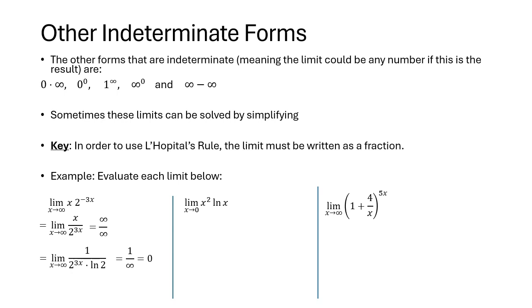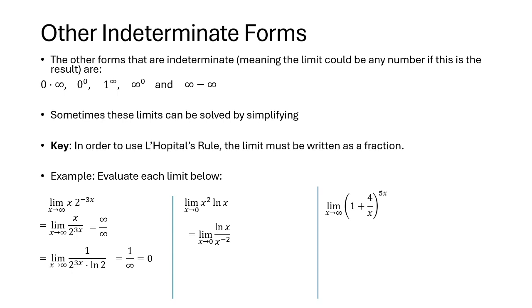For those that wish to move on, consider the next one, where we have the limit as x approaches 0 of x squared times ln of x. Plugging in 0 results in 0 times negative infinity, which is indeterminate. In this case, we have to rewrite x squared as x to the negative second, put it in the denominator.